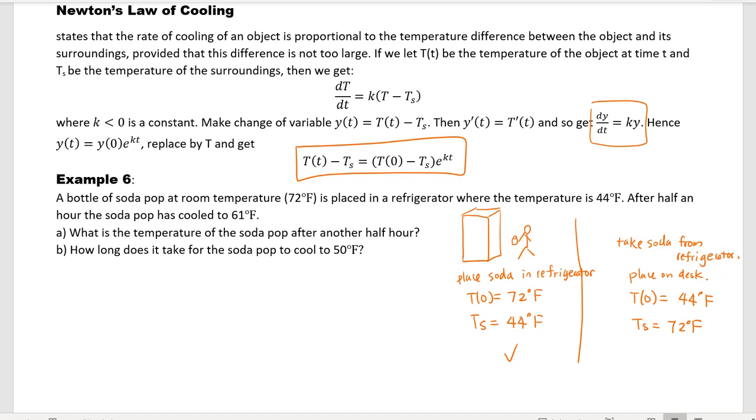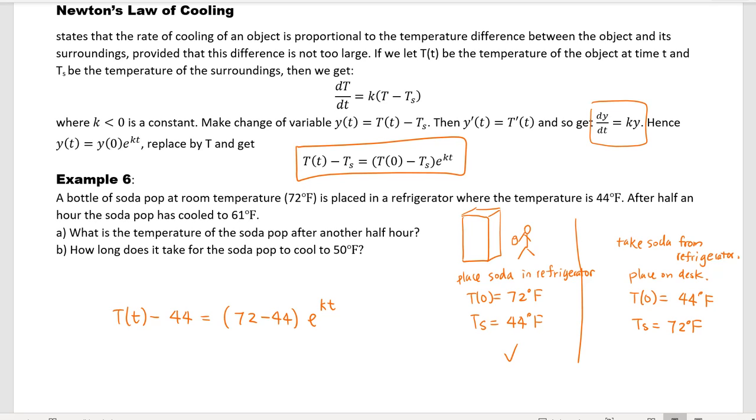All right, let's plug into the formula. T of t minus Ts, Ts is 44 degrees, equals T0, which is 72 minus 44 degrees, times e to the kt. Okay, so now what happened? We still need one more piece of information.